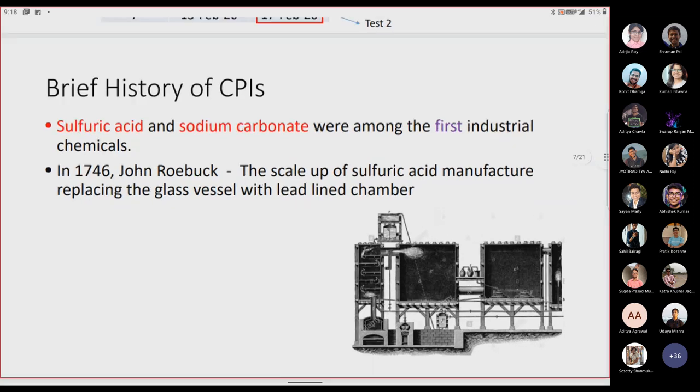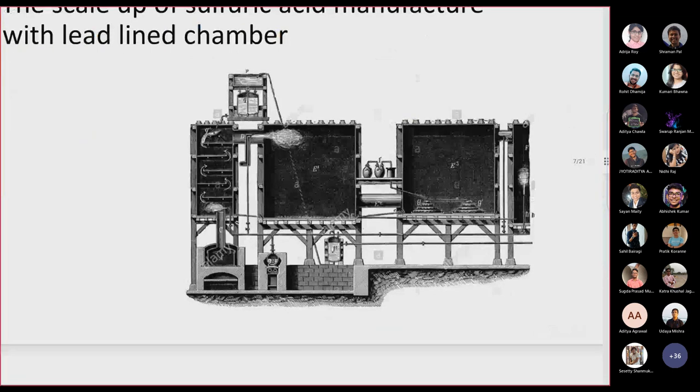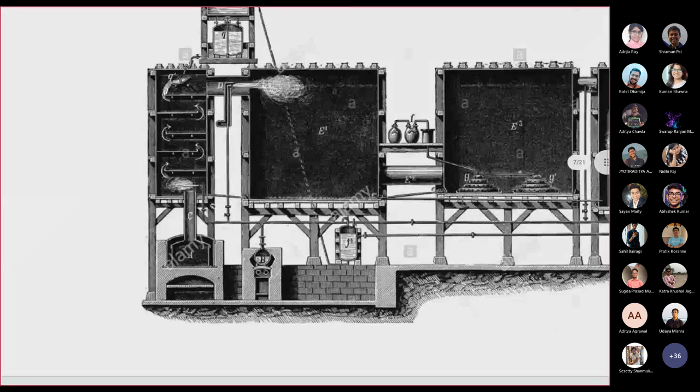You can see the image here. So the sulfur is oxidized into sulfur dioxide, then the sulfur dioxide reacts with water to produce sulfuric acid. The oxidation of sulfur releases a lot of heat and also causes a lot of corrosion effects. So here, you can see the center portion is the lead-lined chamber, where the lead basically acts as a corrosion coating.